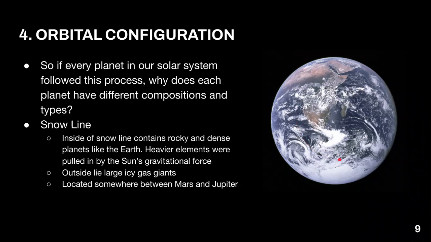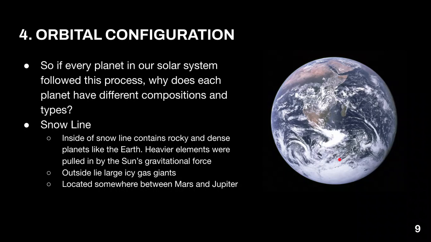But this still fails to explain why planets in our solar system are arranged in the way that they are. If every planet in our solar system followed this process, why does each planet have different compositions and types? There is an explanation for this. This is known as the planetesimal theory. And this planetesimal theory revolves around the concept of a snowline.